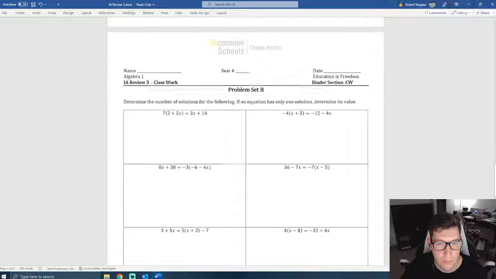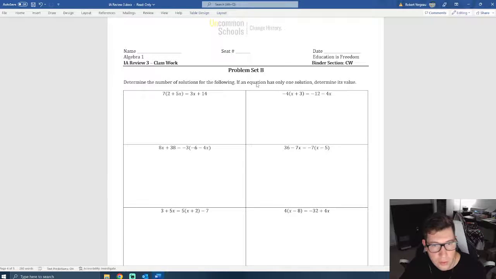All right, so for the rest of the class, you're going to work through problem set B. Now, if you take a look and read, you want to determine the number of solutions for the following. So some of them are going to have 1, none, or infinite solutions. Make sure that you have your notes open to that lovely table that we made to determine exactly what that looks like, because we know some things about each of those options. If there's only one solution, though, you need to determine its value.